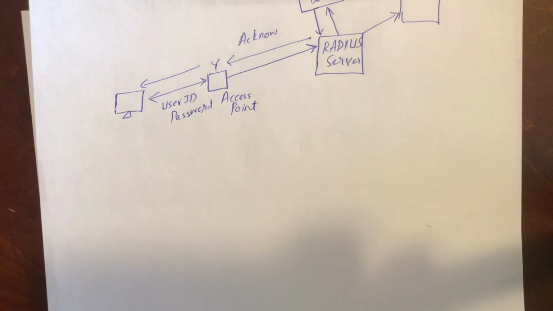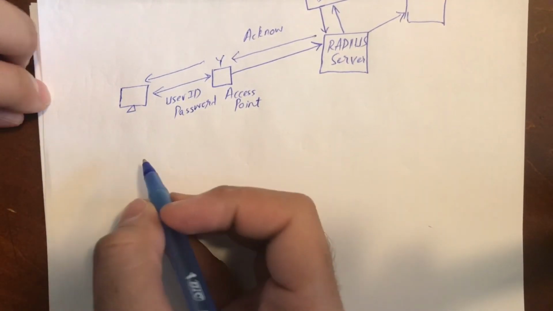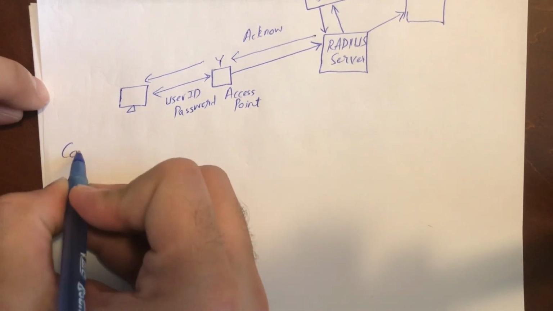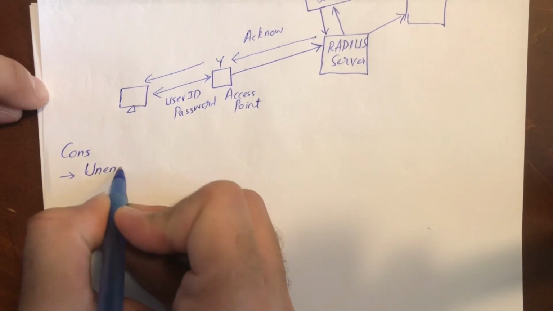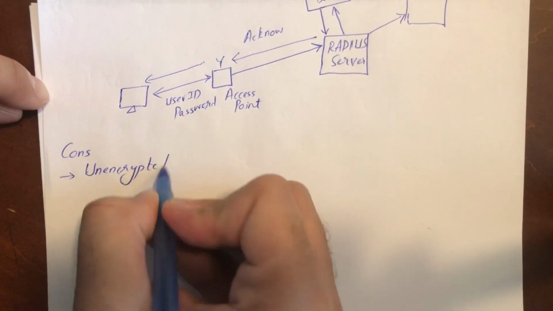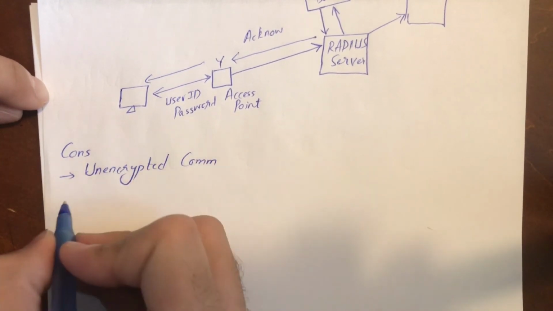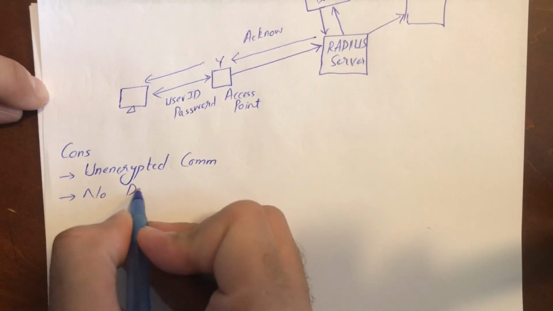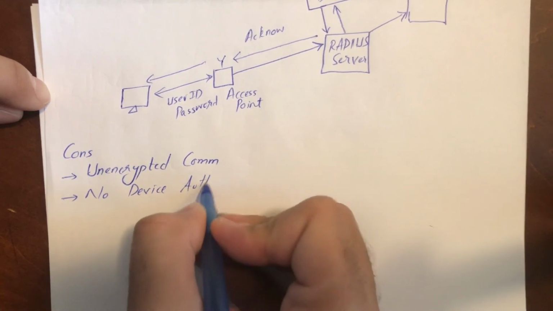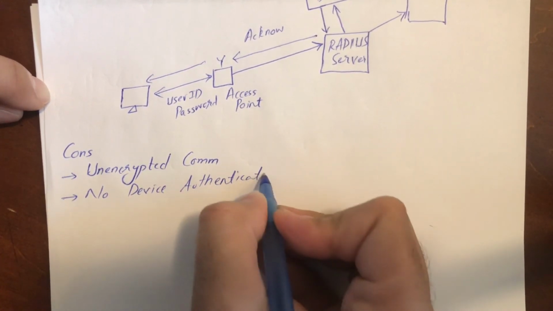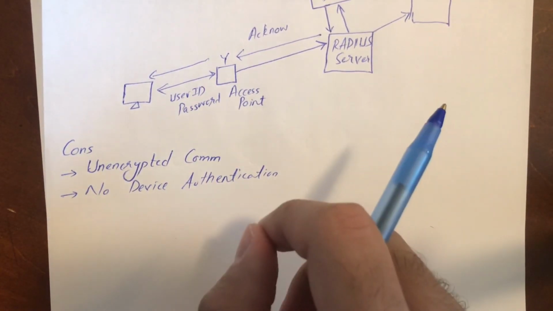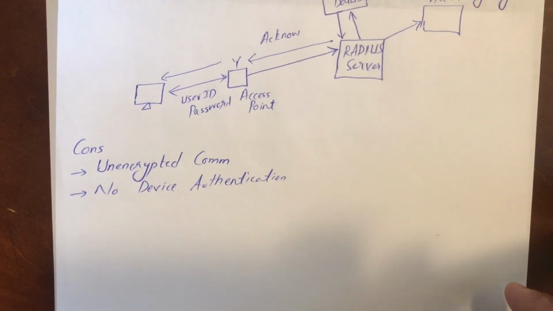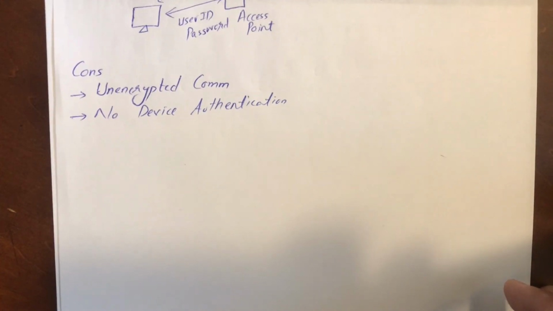Next, a few more things about Radius server. One of the cons of Radius server is unencrypted communication. Second, no device authentication. No device authentication means, for example, you can bring your own rogue access point, connect it with an Ethernet cable, and it can start broadcasting the signal. So there is no device authentication in Radius.